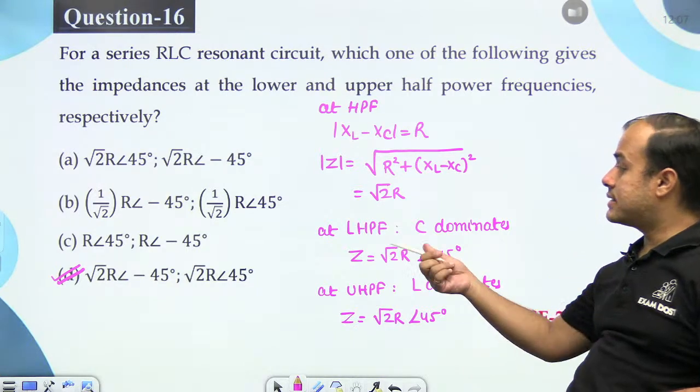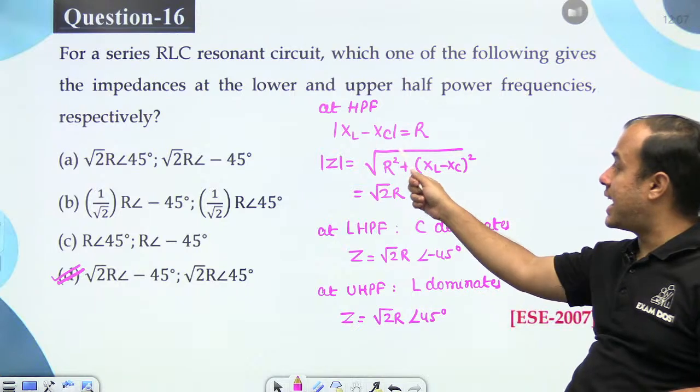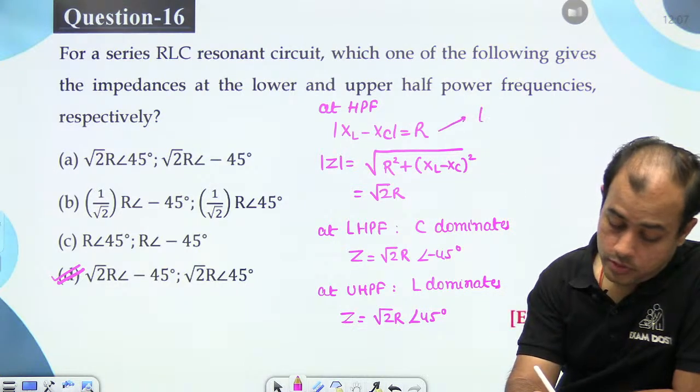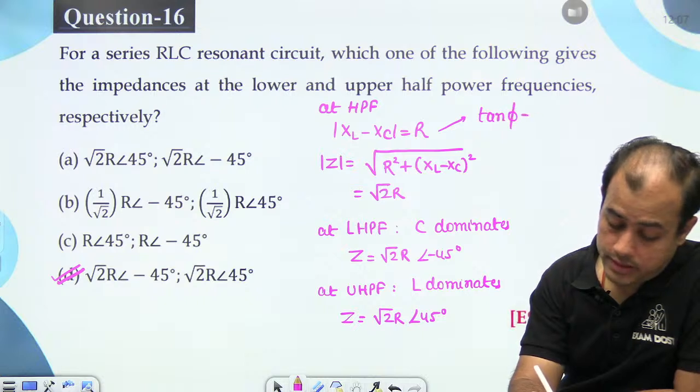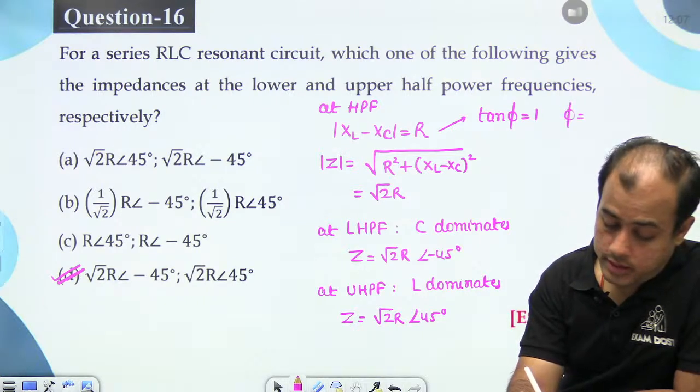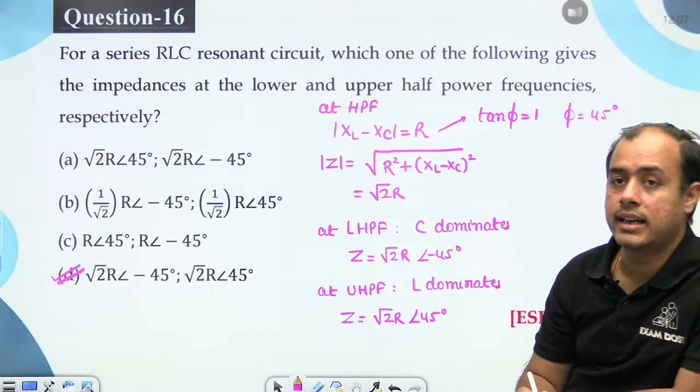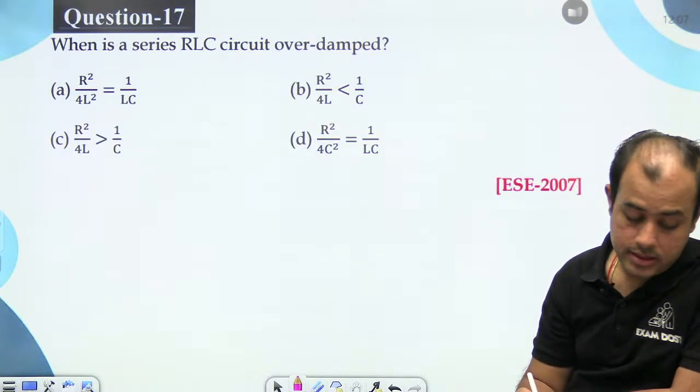Okay. And why is the angle 45? Because reactance is equal to resistance. From here we can say tan phi is 1. So phi is 45 degree. Okay. When X equal to R, the angle is 45.